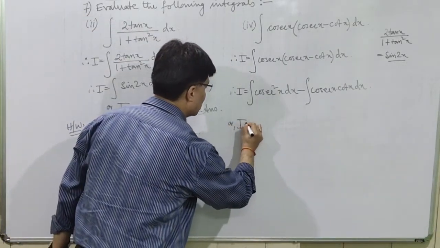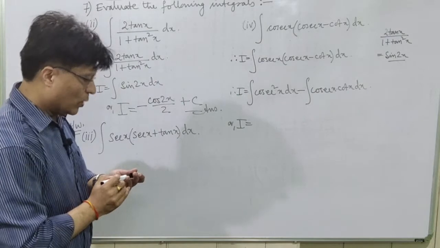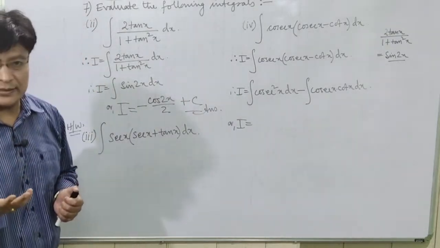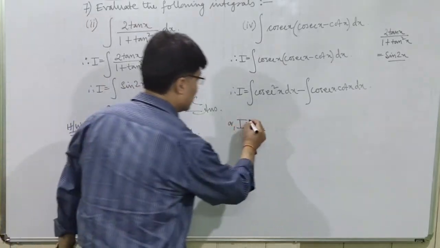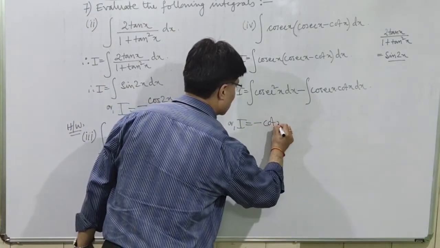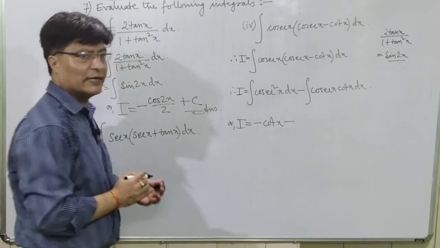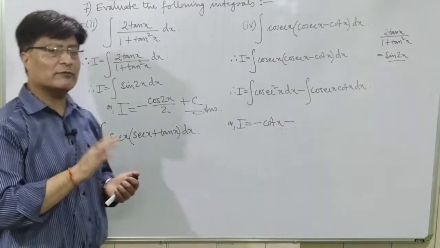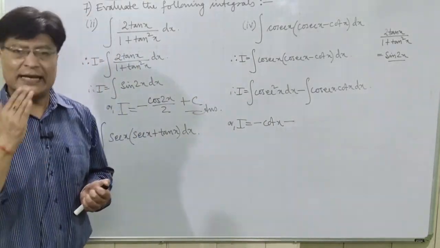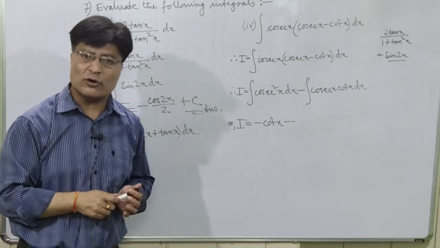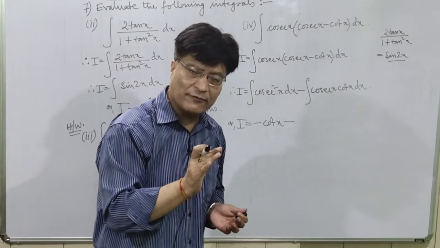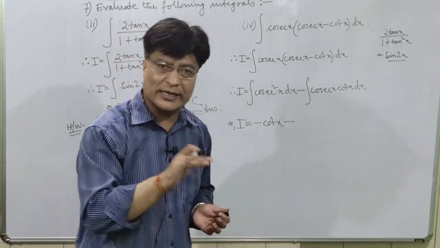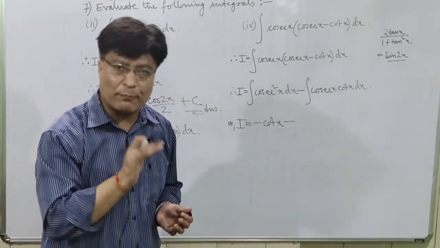Now you can tell me what is the integration of cosec square x, that is, differentiation of which function is cosec square x. This is minus cot x, so minus sign is there. So what is integration of cosec x cot x dx? That is, differentiation of which function is cosec x cot x. If you write only cosec x, its differentiation will be minus cosec x cot x, but it should be positive.